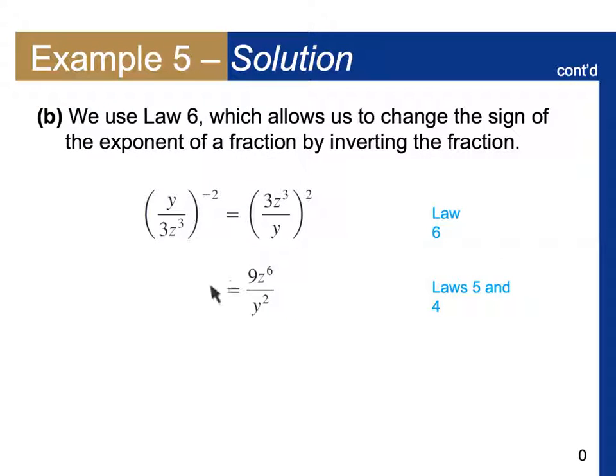And then for b, we're taking y over 3z cubed, to the minus 2. Now we can immediately flip this fraction and take it to the plus 2. It makes it a lot easier because we don't have to deal with so many negatives. So we have 3z cubed over y, to the plus 2. Now that's going to give us 3 squared, z cubed squared, which is z to the 6th, and make sure every part of this gets the square, so y squared as well in the denominator. So the answer is 9z to the 6th over y squared.